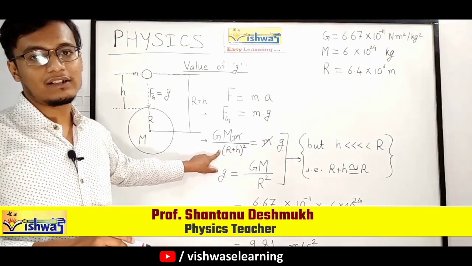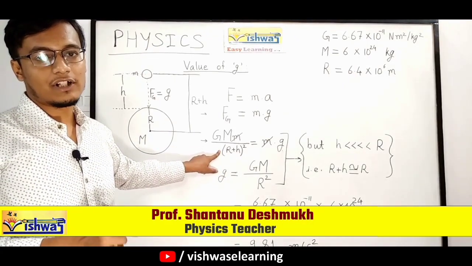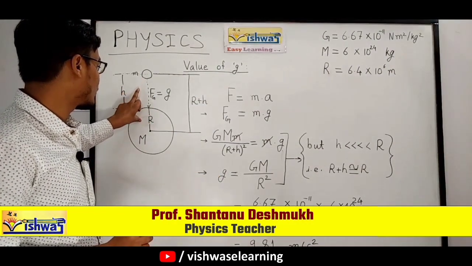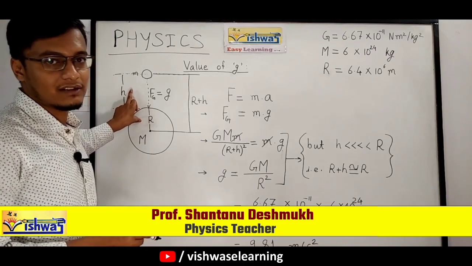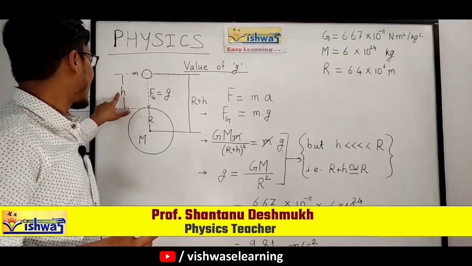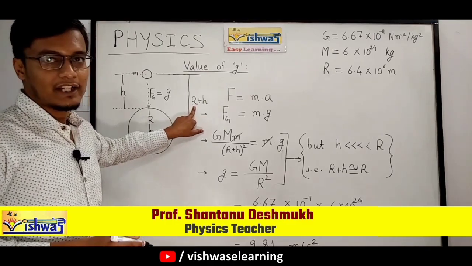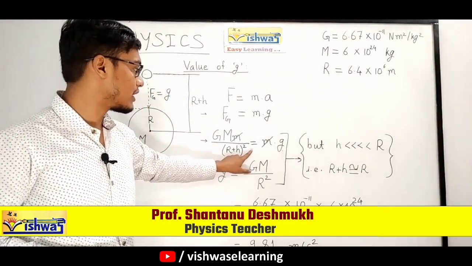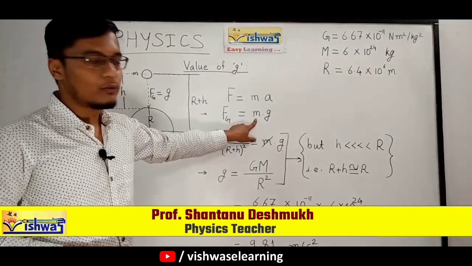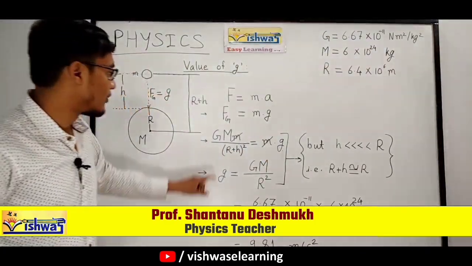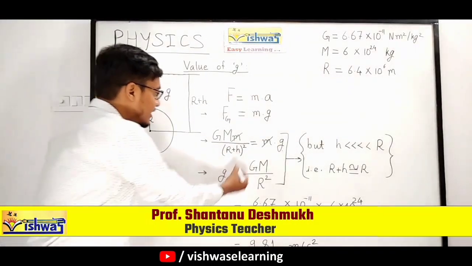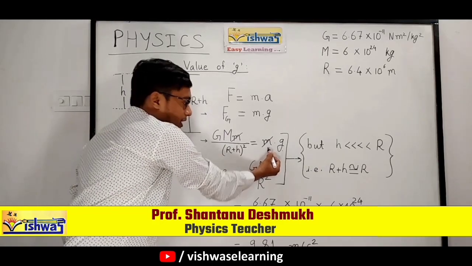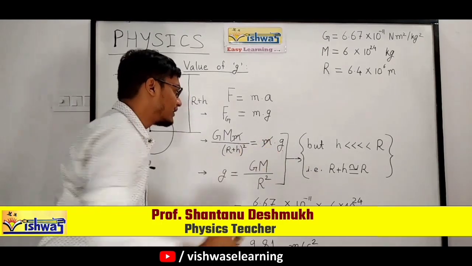Gravitational force is inversely proportional to the square of the distance between the two particles. Here the distance between the first particle and the center of the second particle, the center of the earth, is r plus h. So we have written here (r plus h) squared is equal to m into g. Now we will simplify it again. Here m comes on the right hand side also, so we can cancel it out.